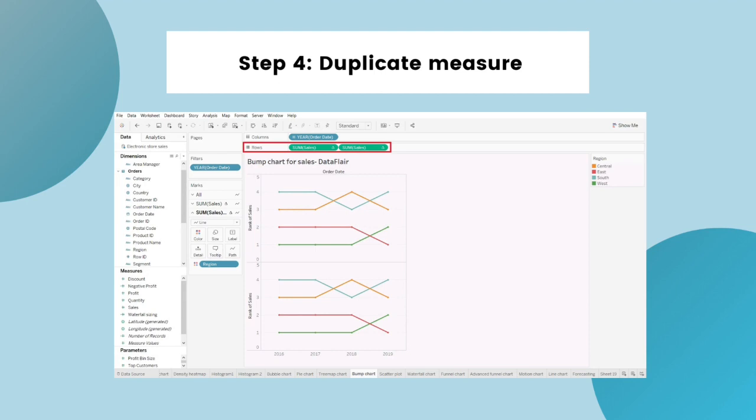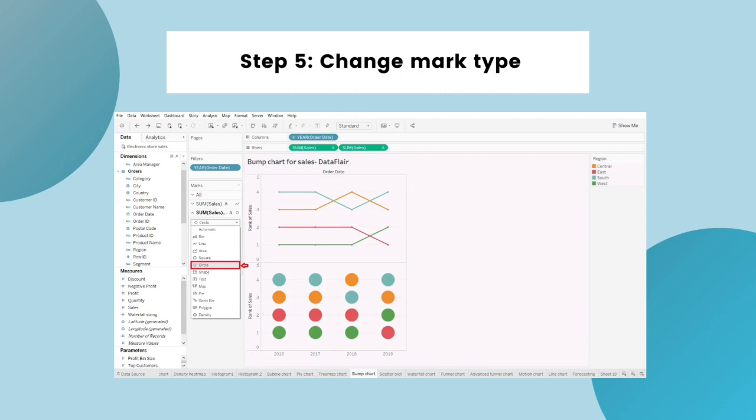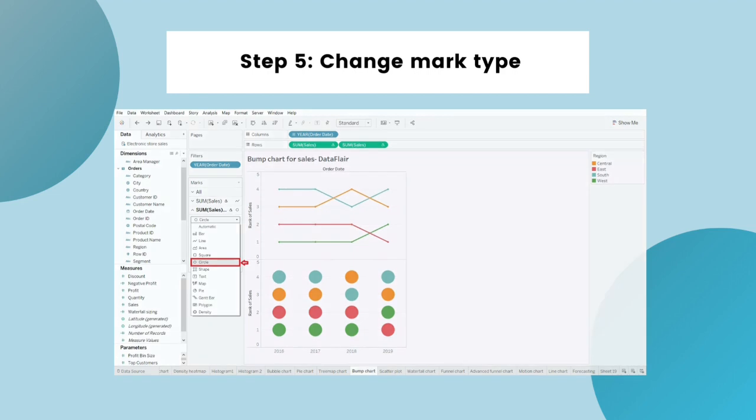In the next step, we duplicate our measures. This will give us two separate line charts as shown in the above screenshot. In order to create a bump chart, we need to convert the mark type of the second line chart measure. We change the mark type of these measures from lines to circles. Select the option circle from the drop down list of mark types.